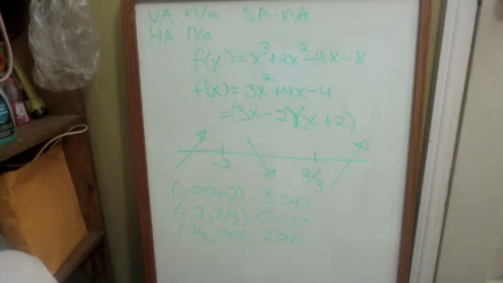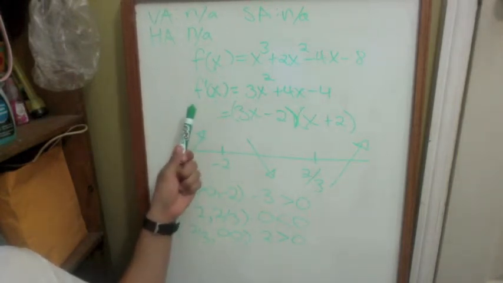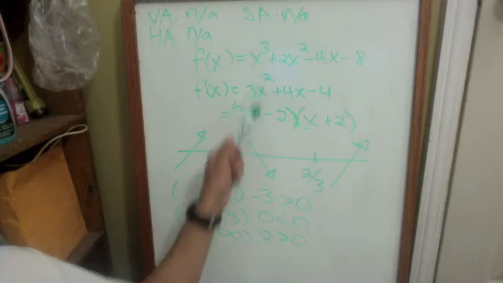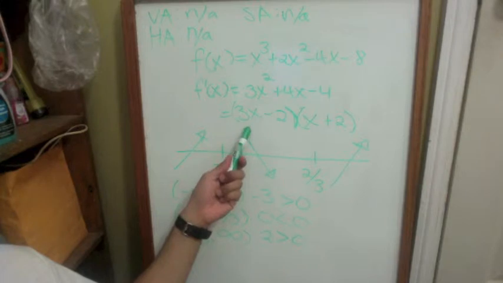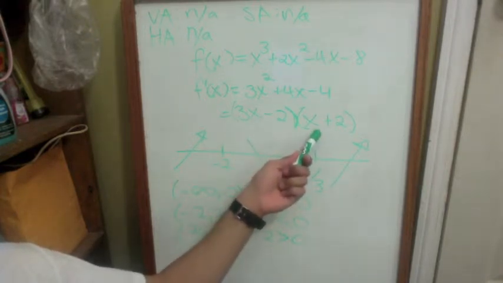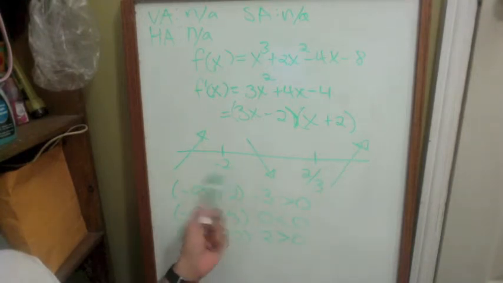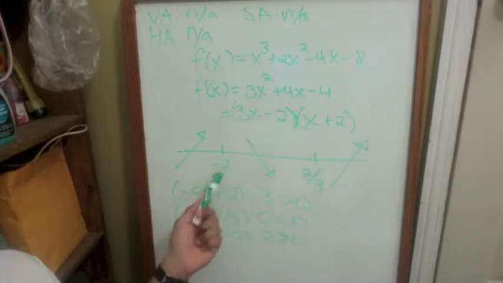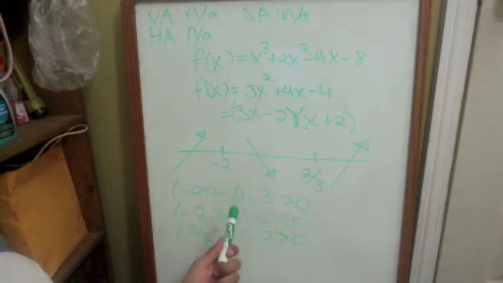So now what I want to do is find where this function is increasing and decreasing. So what we need to do is first get the derivative of this. Taking the derivative, we get f prime of x equals 3x squared plus 4x minus 4. Doing some quick factoring, we can get this to be 3x minus 2 times x plus 2. I'll set this equal to 0, and I'll get some points on the graph here. So I have negative 2 and then 2/3.